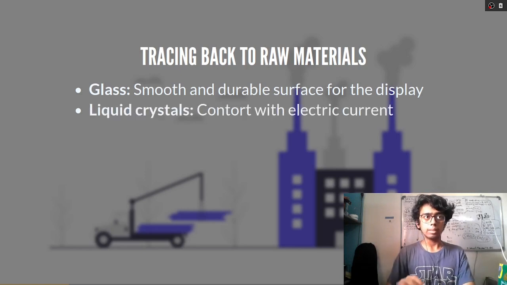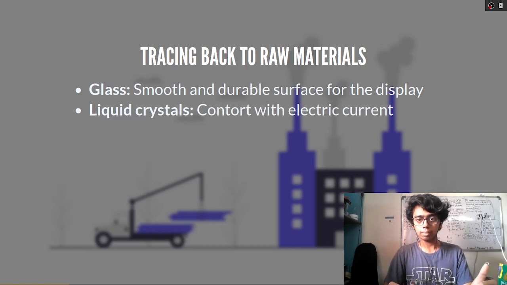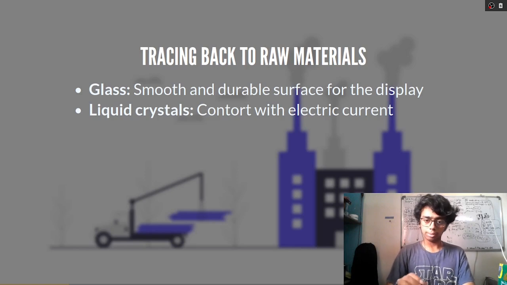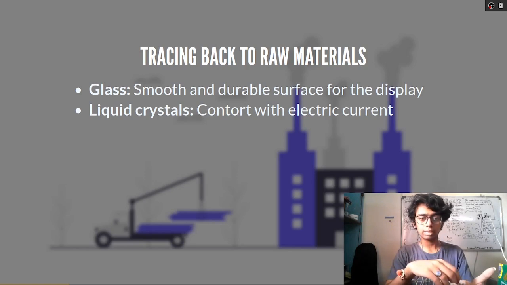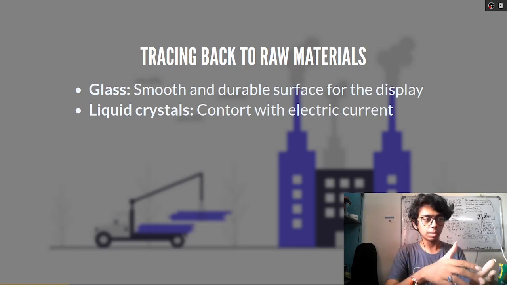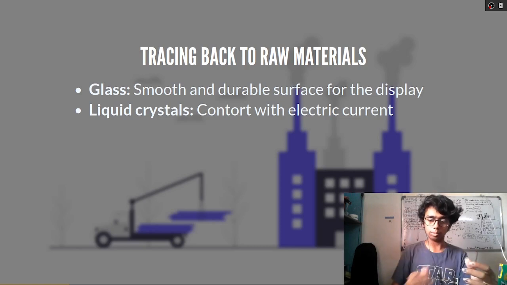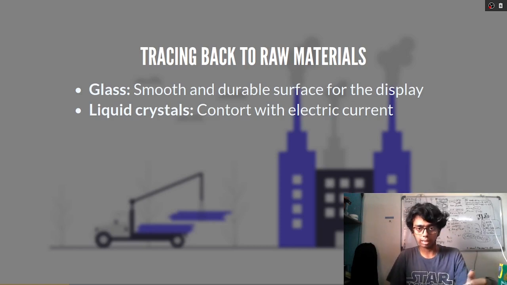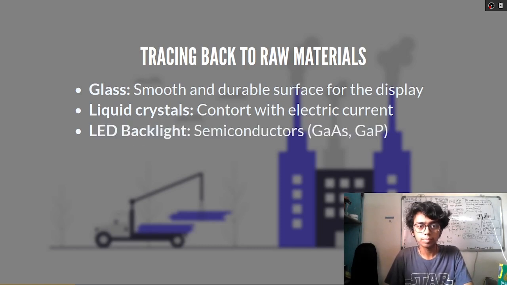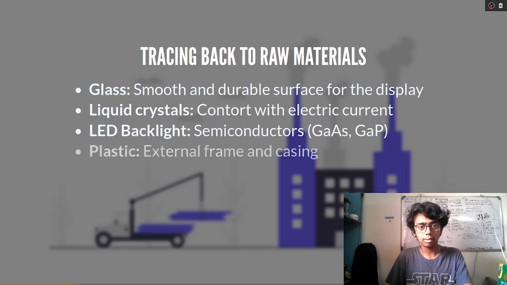Liquid crystals, so these are artificially manufactured organic compounds that are influenced by electric fields, and they allow light in a particular direction to pass, so polarized light to pass through, and that's an important mechanism of how displays work. The LED backlight, so that controls the backlight of the pixels, the color it displays. So semiconductors are used like gallium arsenide and gallium phosphide.